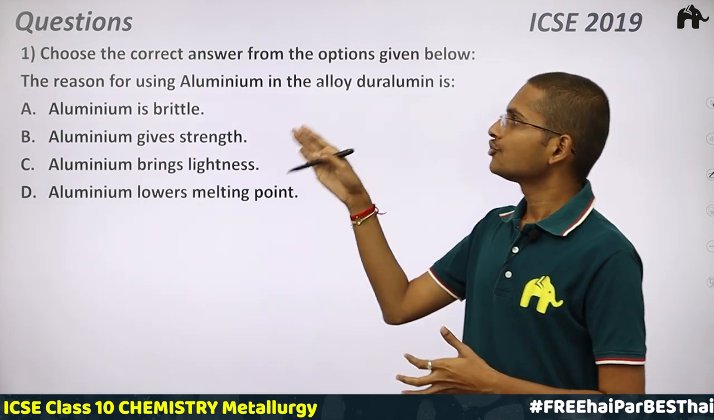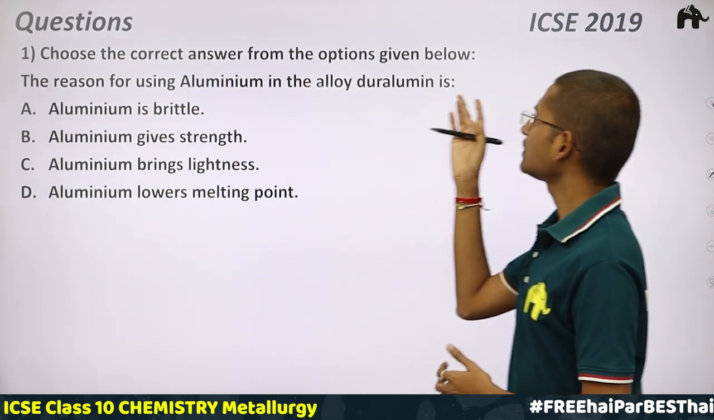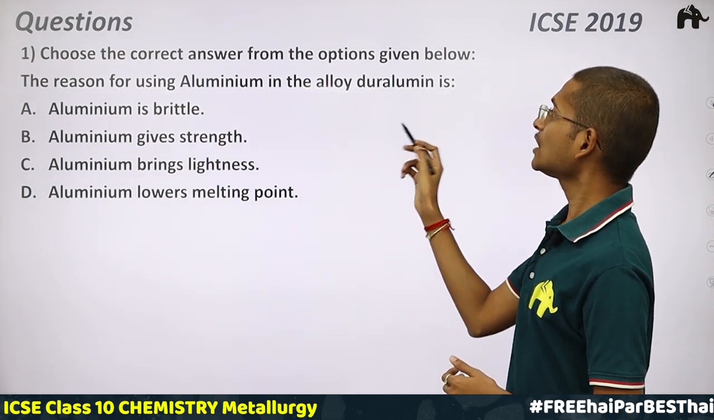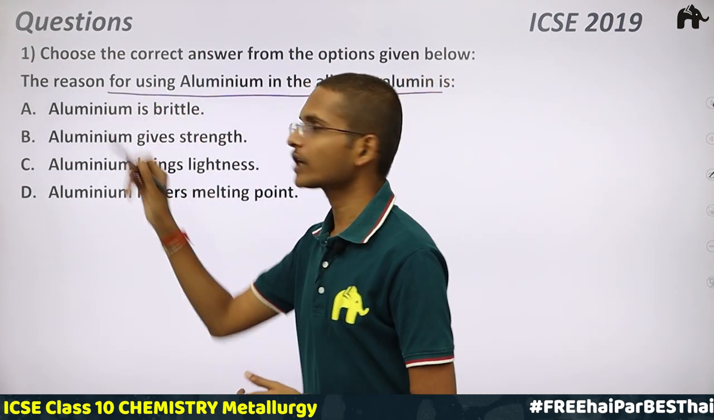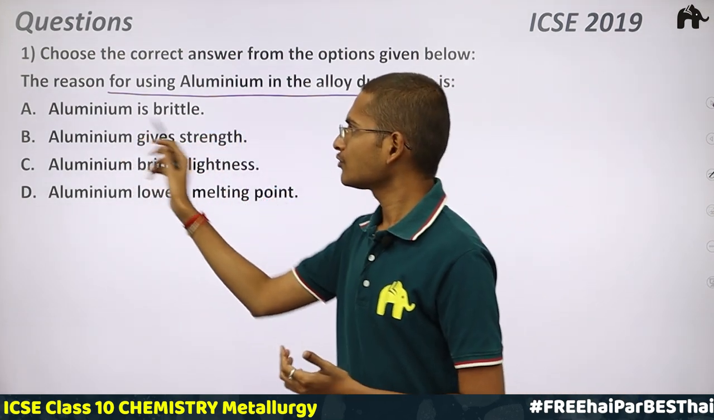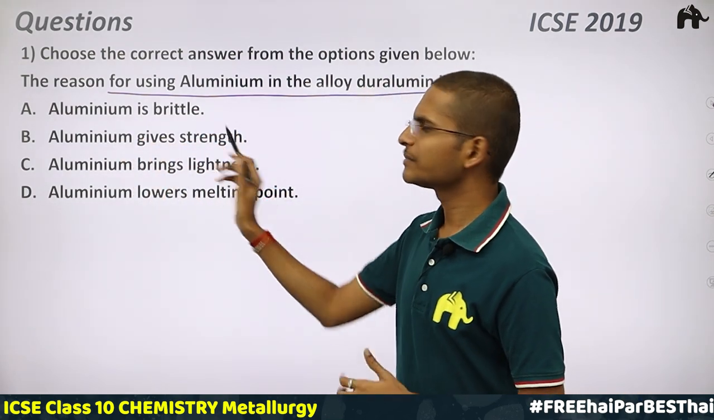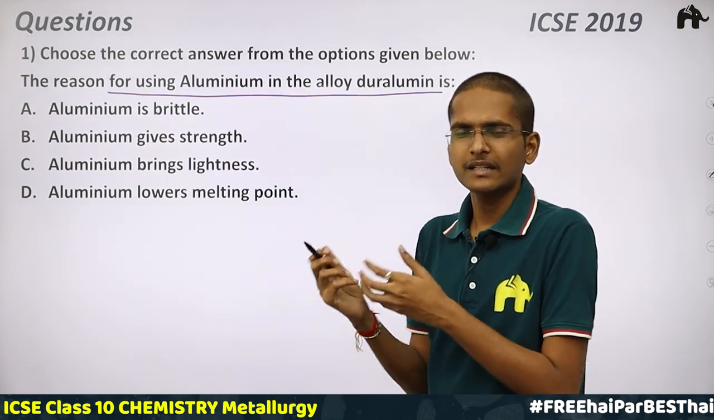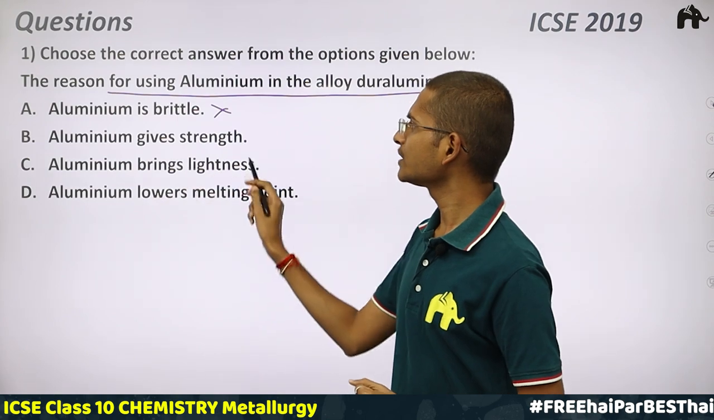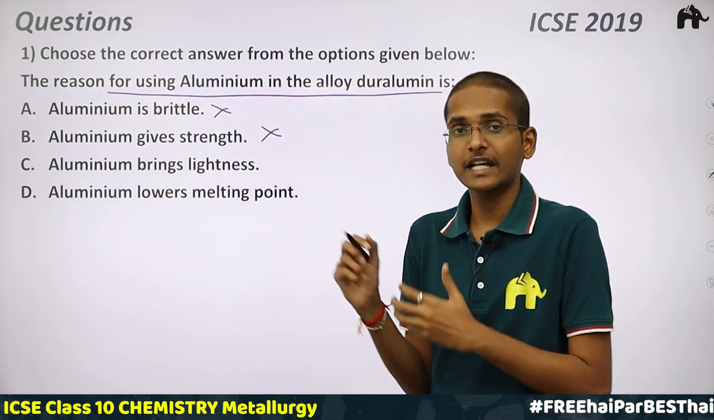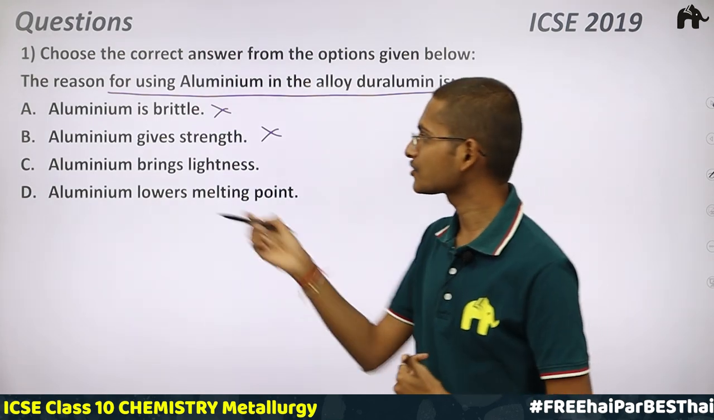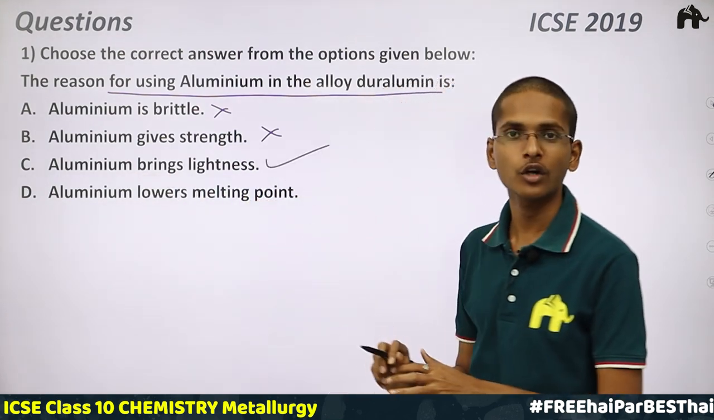Next is, choose the correct answer from the options given below. The reason for using aluminium in the alloy duralumin is, okay, so I have already told you when we were studying duralumin. What would be the reason among these four? See, aluminium is brittle. No, absolutely not. Aluminium is a metal and it is not brittle. It is strong enough, so this is wrong. Aluminium gives strength. No, magnesium gives strength, right? We have studied. Aluminium is imparting lightness. So aluminium is bringing lightness. Yes, we have got our right answer.